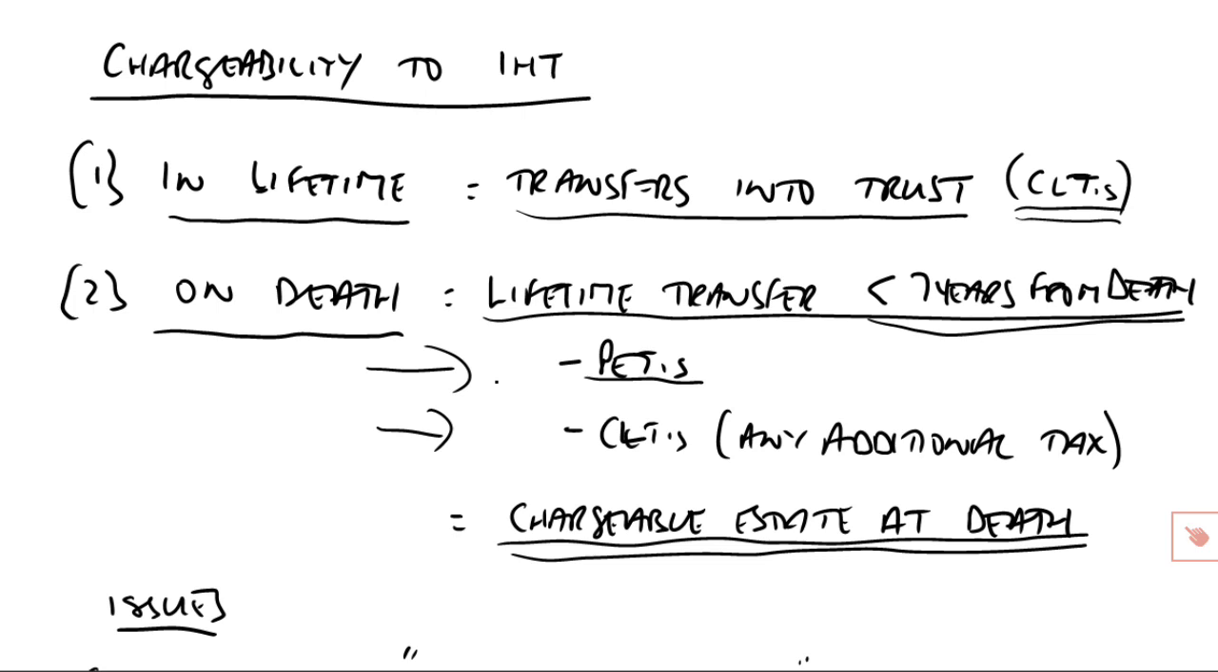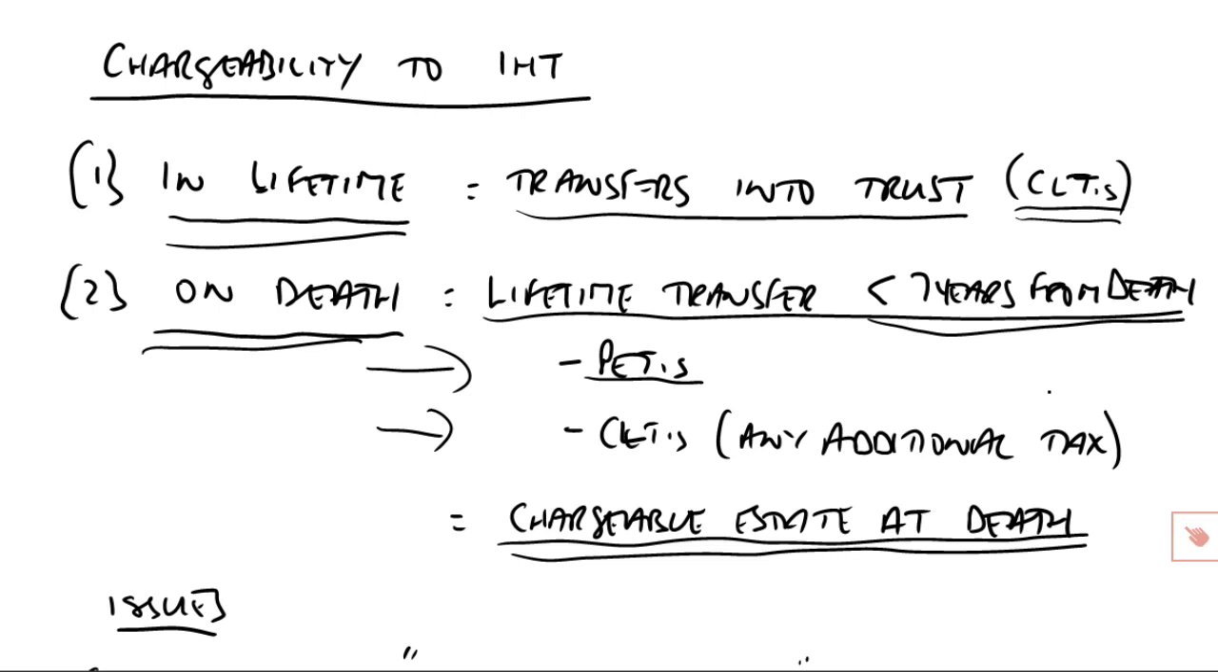Whereas if a CLT should also fall within the 7 years of the date of death, then not only was it chargeable in lifetime, but it's now also chargeable on death. Now, as we'll discover again in a later lecture, you will not end up paying both a lifetime rate plus a full death rate. We know the death rate to be 40%.